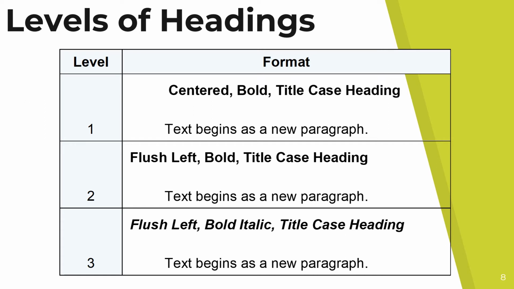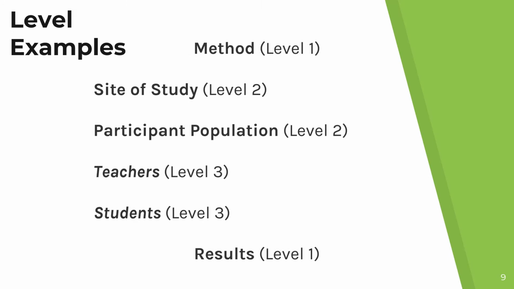All text below a heading will be the start of a new paragraph, so it will need to be indented 0.5 inches from the left margin. Avoid having only one subsection heading within a section. So looking at this example, you see there are 2 level 2 headings under method, site of study, and then participant population. Also 2 level 3 headings under participant population, which are teachers and students.